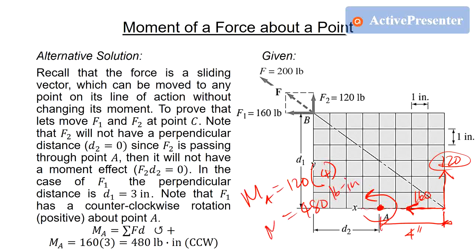So this shows that the moment of a force about a point is a sliding vector, because it will have an equivalent moment effect about point A even if you transfer it anywhere along its line of action.